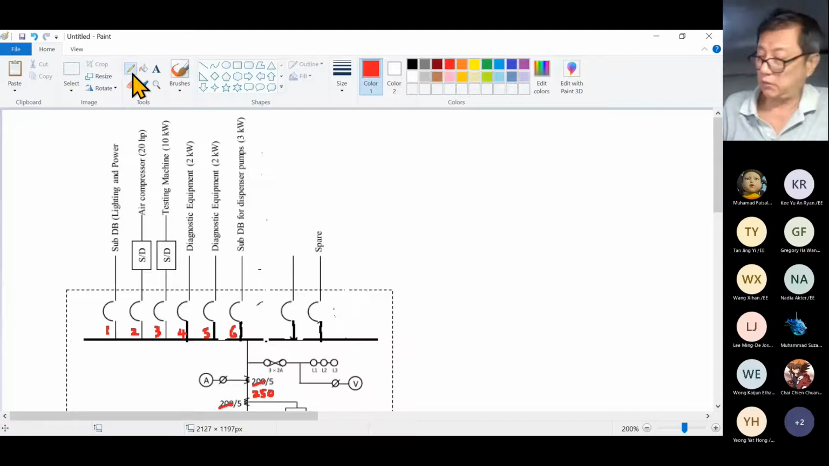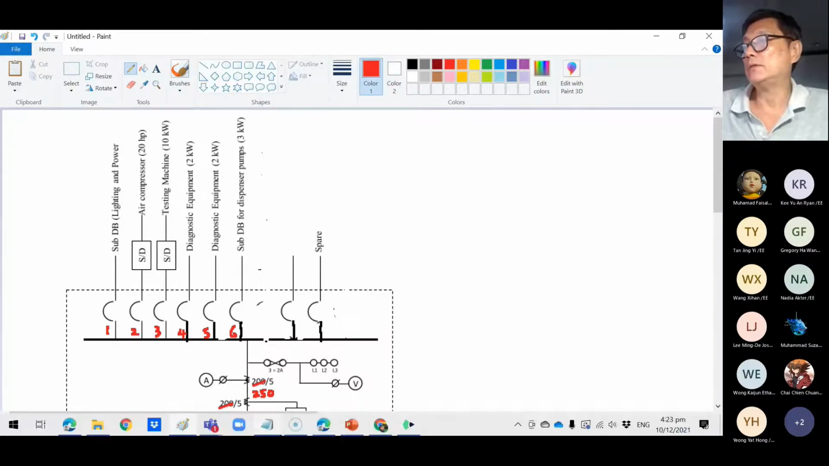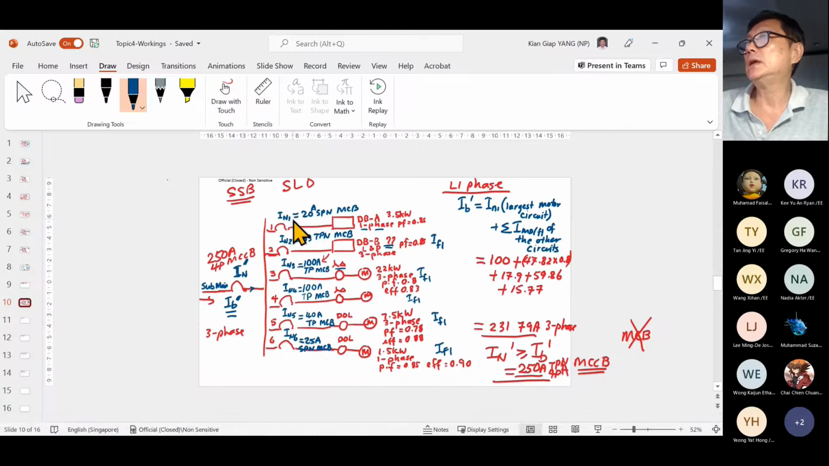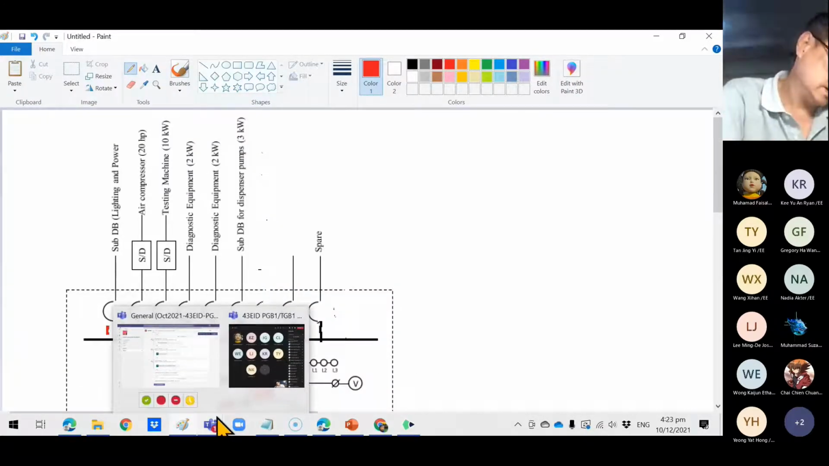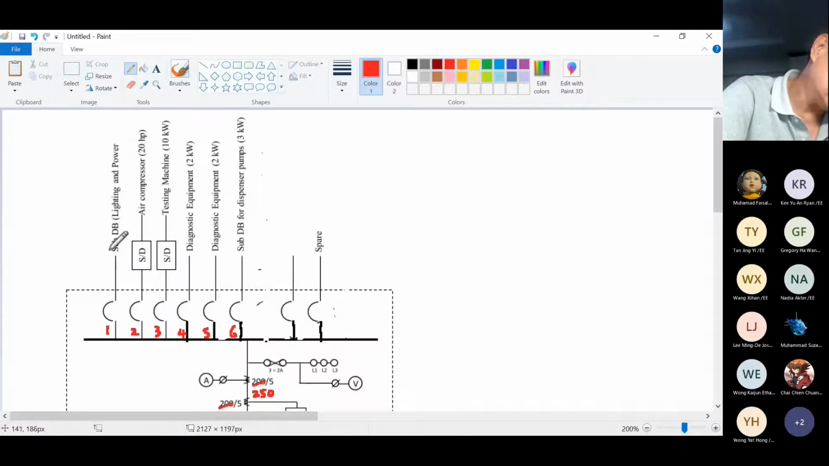Now each circuit must reflect what we have calculated. First circuit is 20 ampere SPN. At the end is DBA. So first circuit, I have a DB at the end. So I can change this to a DB. Just draw a little box, DBA. Because this is single phase, this is 20 ampere SPN.